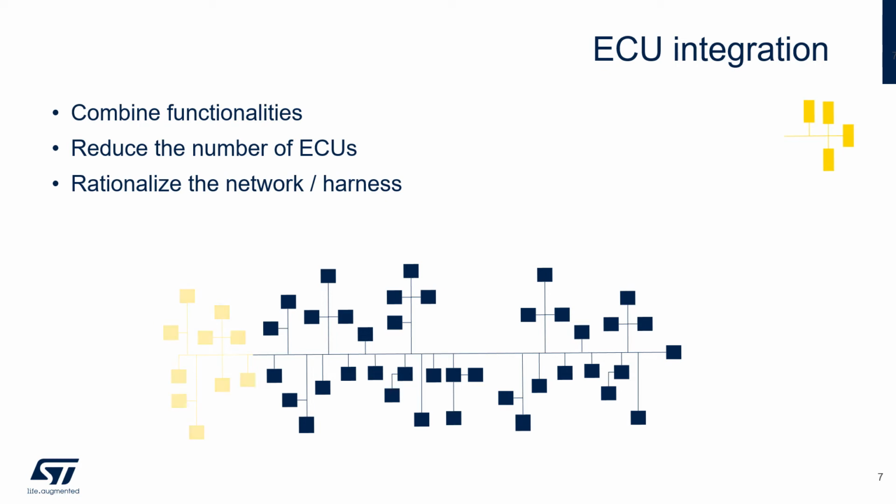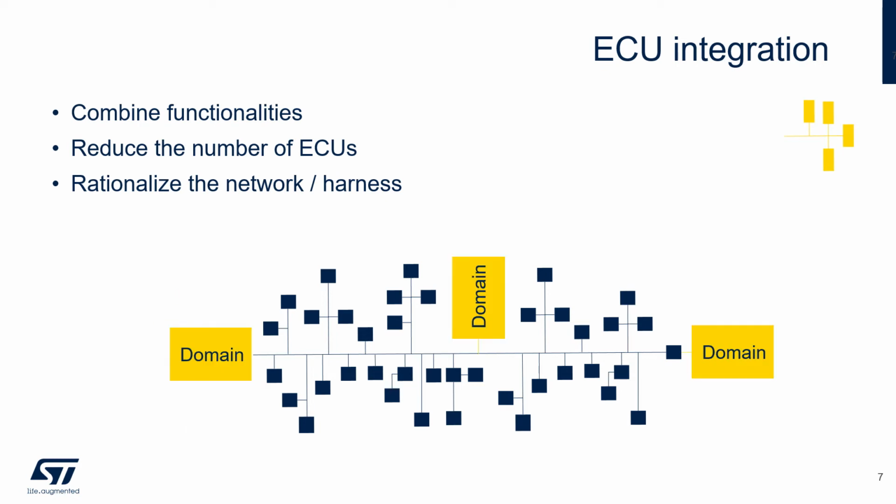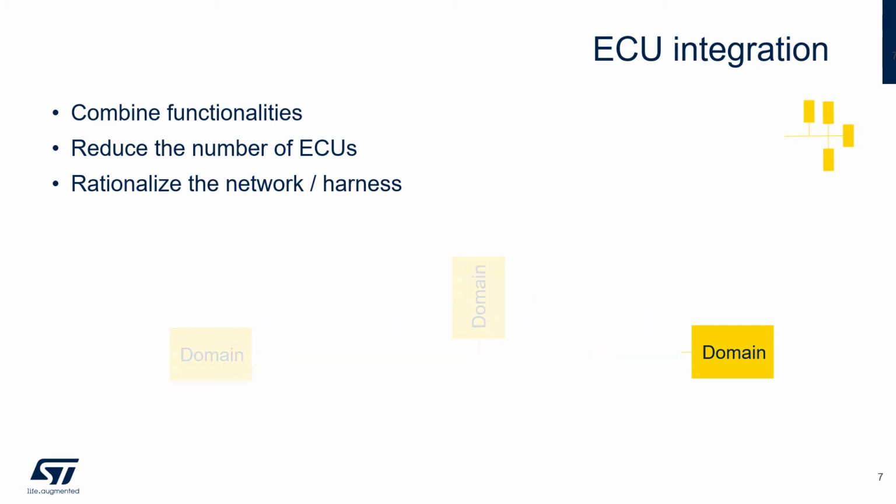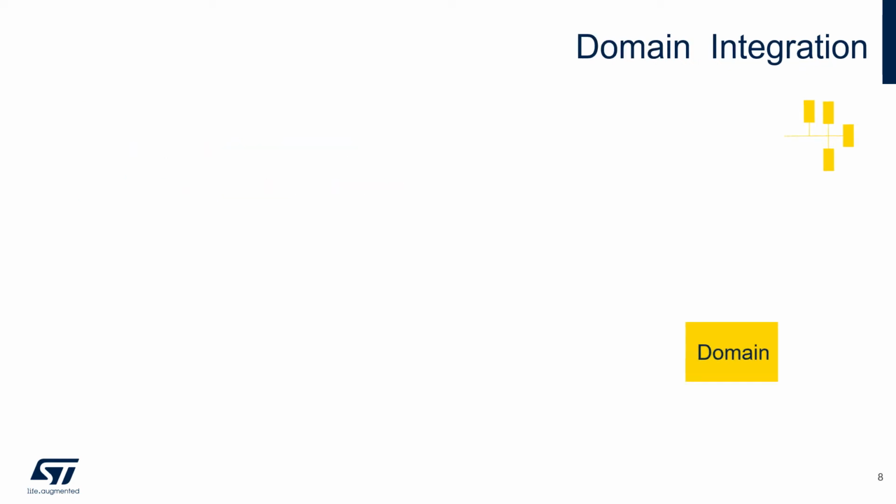The job of the domain architecture is to combine the functionalities together by integrating them into one performant hardware, bringing some other benefits on top of that, such as rationalizing the network. It is, for example, reducing the number of ECUs and consolidating the functionalities. We will take these 4 ECUs that you can see in the upper right corner, or we can also call them applications side, and we will integrate them into the domain.